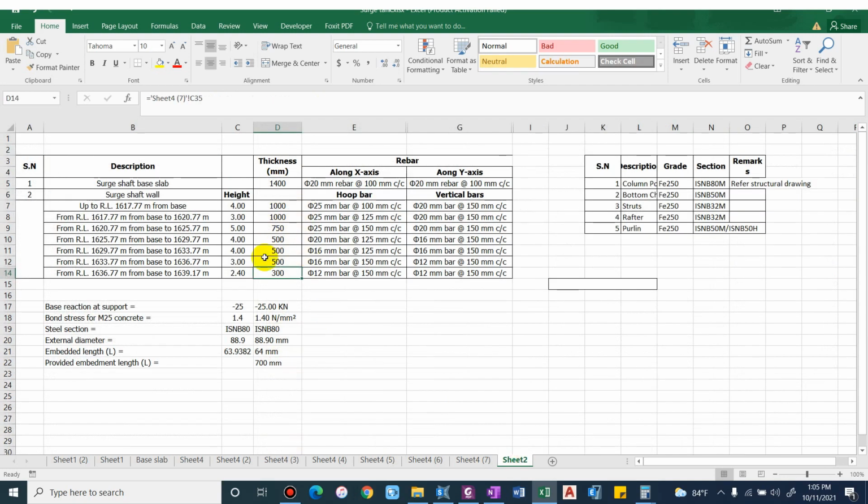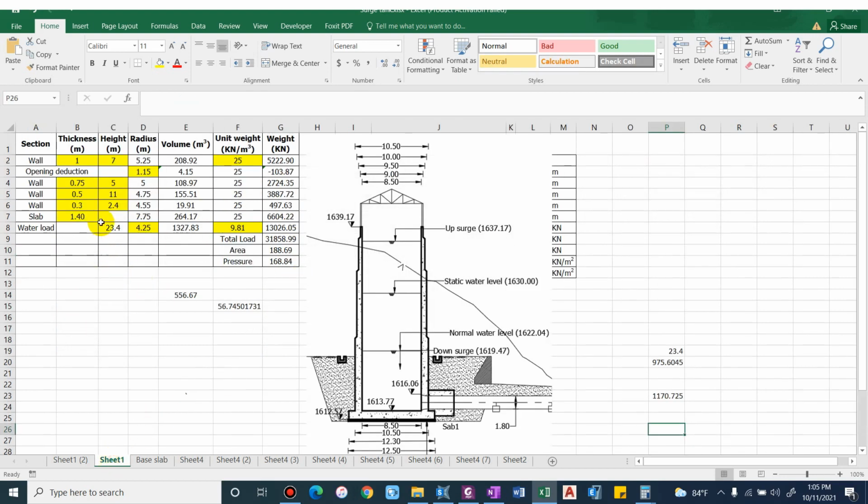I'll explain how all these values came; I am just showing you this to calculate the dead load of the structure. So now let us go to this, and as I said, at the bottom we have a wall thickness of 1 meter, the height is 7 meter and the radius is 5.25.